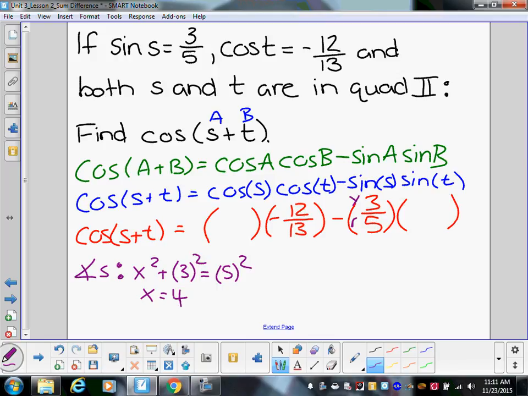Okay, we are in quadrant 2. In quadrant 2, x is negative. So when we write the cosine of S, we have negative 4 over 5. Negative, we have x over r, negative 4 over 5.